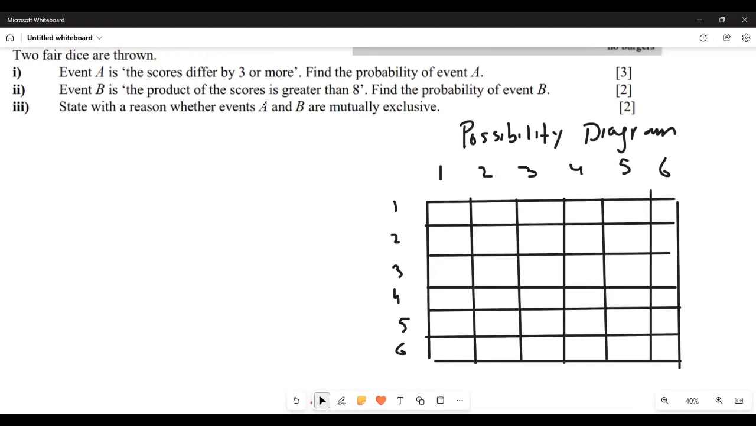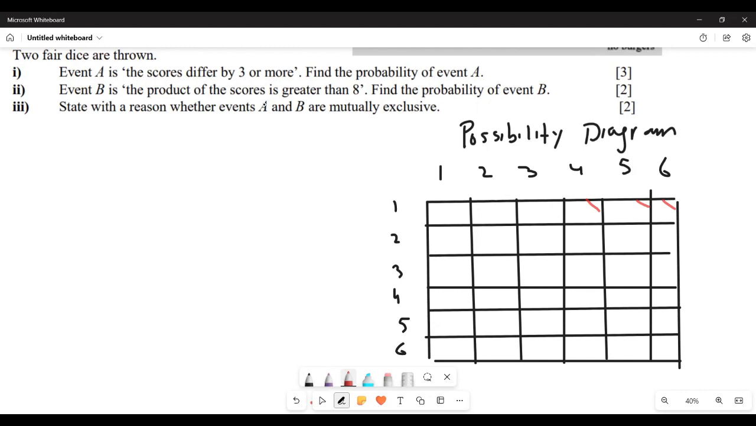Second case is, 1 with 1 comes and 1 with 2 comes, this is also not the desired case. The difference is not 3 or more. So this is the case where the difference would be 3 or more. Similarly, 1 5 and 1 6. 2 1 does not fit in the category. 2 2 also not, 2 3 also not, 2 4 also not, 2 5 fits in.